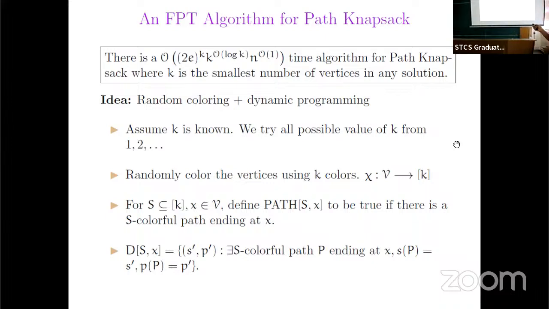Suppose that is K. So this is an FPT algorithm parameterized by K. K is the smallest number of vertices in any solution. What are solutions? A solution respects the knapsack size and gives the target profit, which are input. I'm looking at the decision version here because I'm doing an exact algorithm, no approximation. The idea is random coloring and dynamic programming.